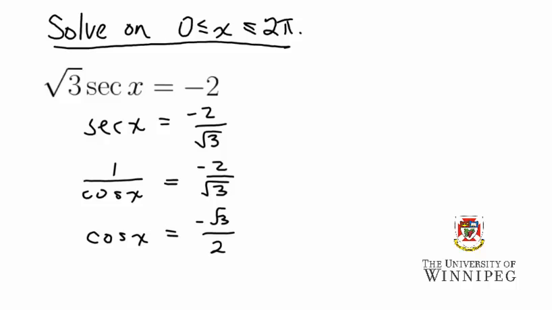So now we have a basic trigonometric equation. Cosine of x is equal to negative root 3 over 2. So let's go ahead and solve this one together.